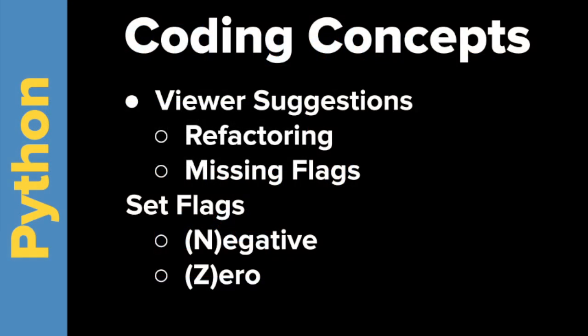So in today's video, we're going to take a look at some viewer suggestions. I've gotten a few suggestions from a couple different viewers, some on refactoring the code, and some issues raised that were missing flags. And that's actually what I'm going to start working on today, setting the negative and the zero flags. You'll see what these people wrote on my GitHub, and we'll take a look at some of that, and then we'll implement at least some of that today, but not all of it, because there's only so much time in the day. So anyway, let's take a look.